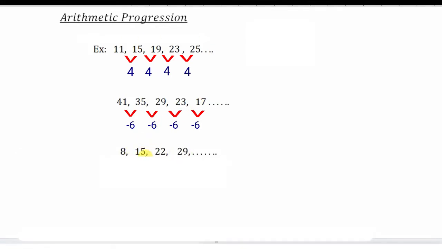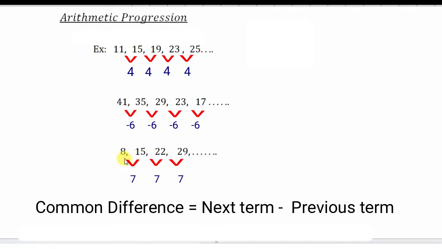Here what is the difference? Here the difference between the terms is 7. 15 minus 8 is 7, 22 minus 15 is 7, 29 minus 22 is 7. And how do you find the difference between the consecutive terms? The next term minus the previous term. That's how you find the difference of the consecutive terms.